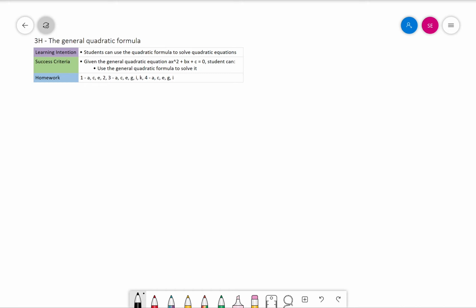So this chapter, or this exercise, will be quite short, I think. We're looking at the quadratic formula, or the general quadratic formula. When we head back to school, we're going to look at this a little bit further.